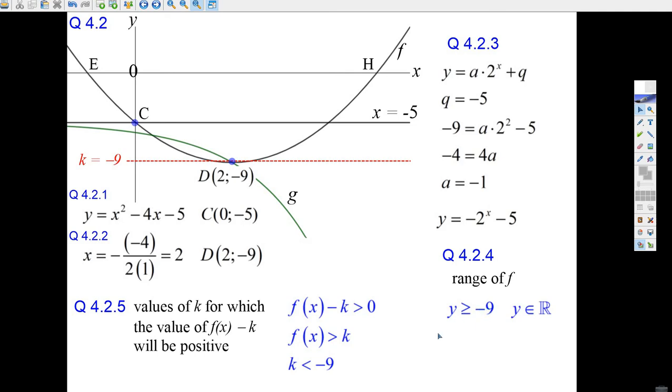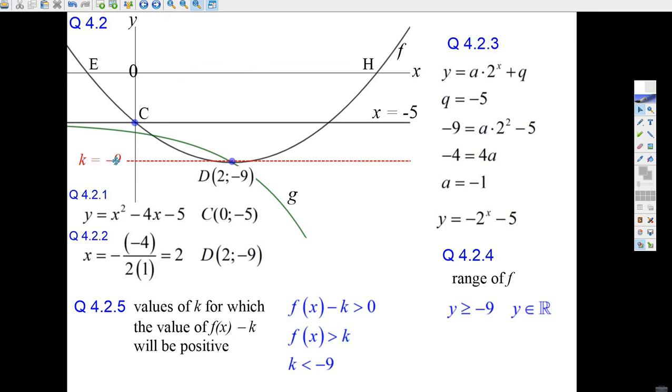Now, these last questions are always tricky and they hurt people's heads. But Mrs. Fall showed me an easy way to do it. They say for which values of k will the value of f of x minus k be positive? Which values of k would make that happen? Well, wouldn't it be just a little bit easier to add k? Let's think of when would the function be greater than a number k. When would f of x be greater? I just added k to both sides. That's easier to think about.